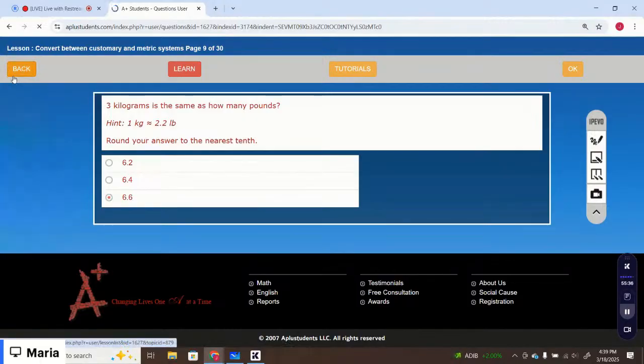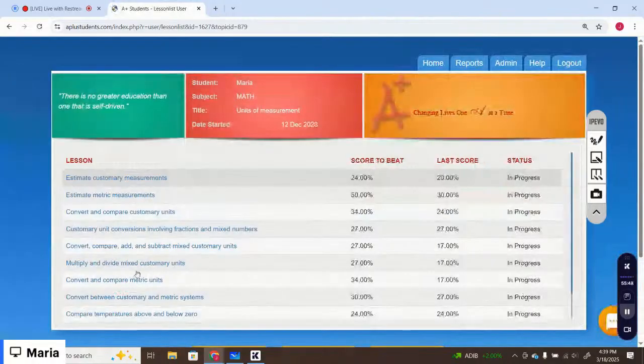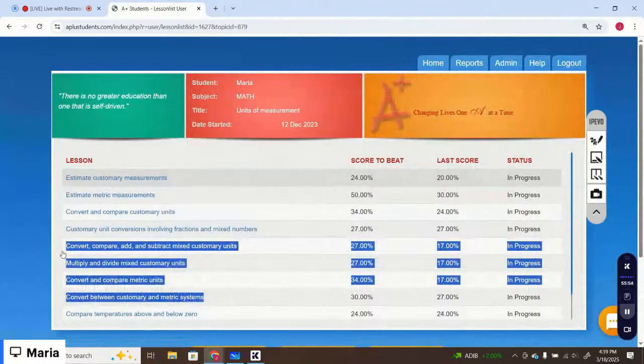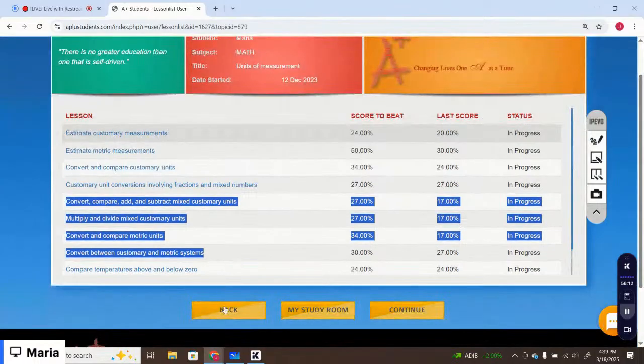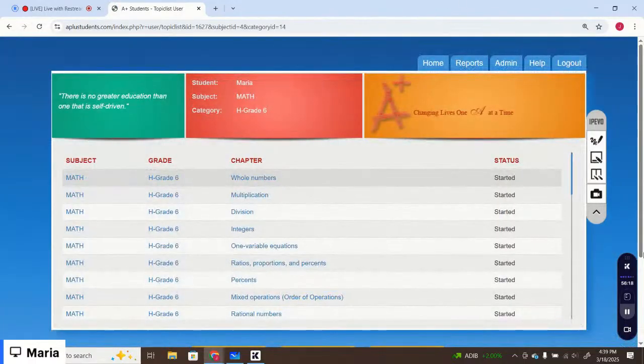So we're working on grade 7 math. The name of the chapter is unit of measurement. The lessons we have covered today are compare, convert, add, and subtract mixed customary units, multiply and divide mixed customary units, convert and compare metric units, and convert between customary and metric units. Please make sure before the next session you complete all the practice questions for the lessons we just did. That is your homework until next session.